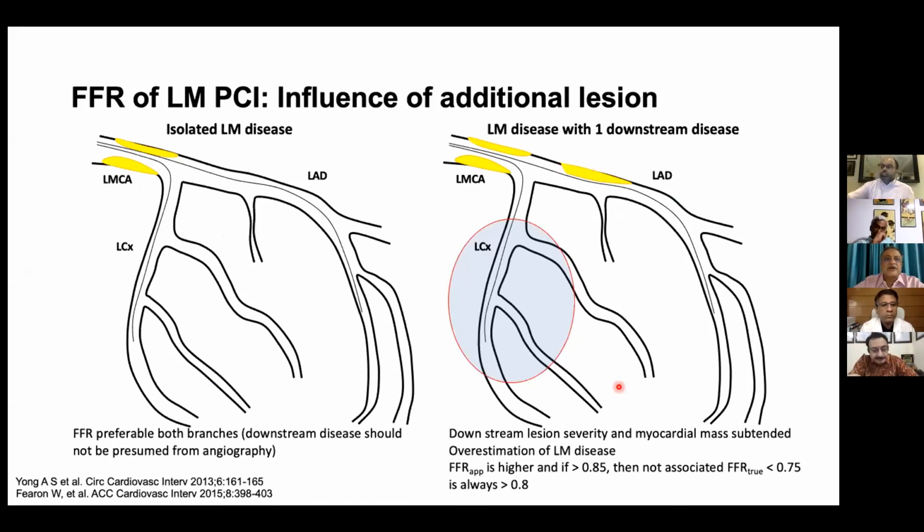Now this is a scenario where only the ostial left main is diseased. So FFR is preferable to assess both branches, and it should be presumed from the angiography that both are disease-free. But if you have a downstream lesion, particularly if it is proximal and very critical, it might have an effect on the FFR assessment when you have wired the circumflex.